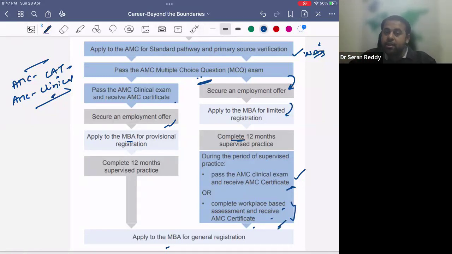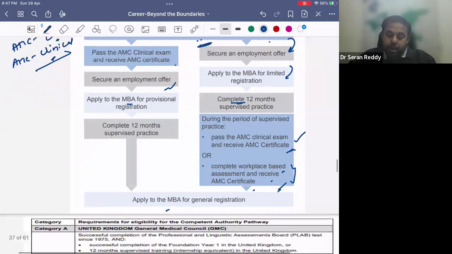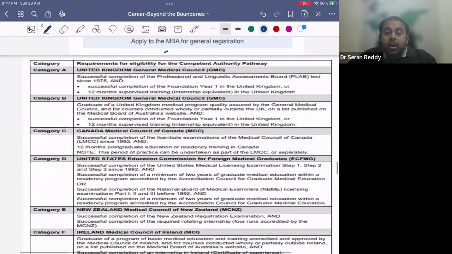These are the pathways. In the standard pathway, you do AMC CAT and then clinical, and then apply for registration and a job. The other way is, if you know someone, after AMC CAT you can directly go there and do this. And what is the competent authority pathway?